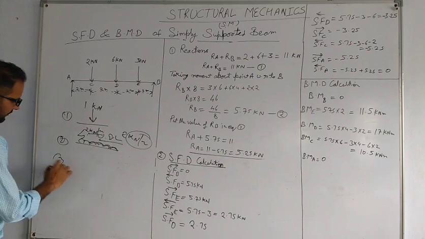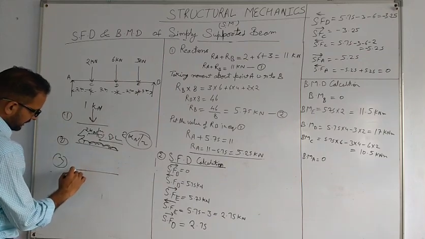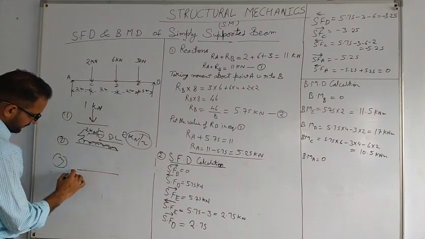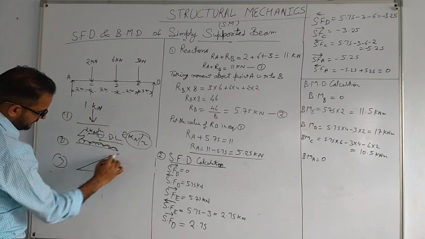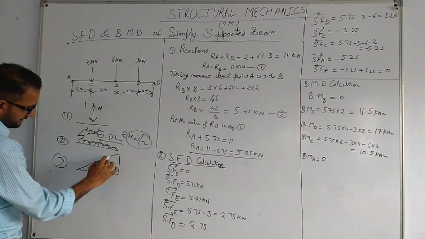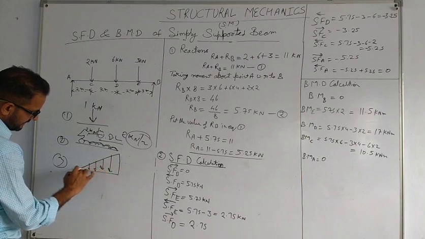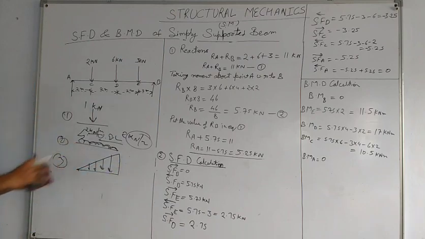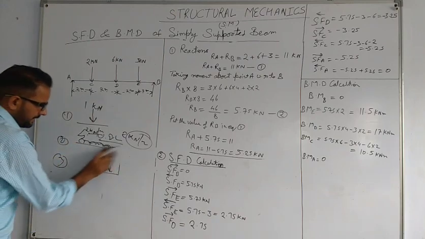And third one is varying load. In varying load, suppose this is a beam and the load is varying from this one point and it is increasing toward another point. So the load intensity is increasing from this point to this point. So this type of loading is called varying load.